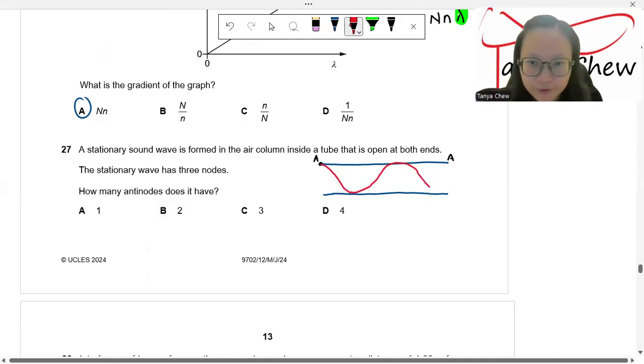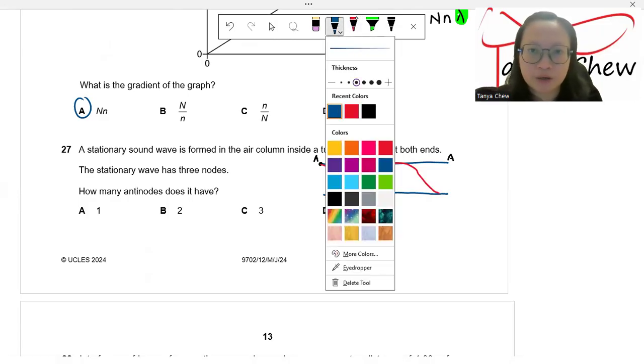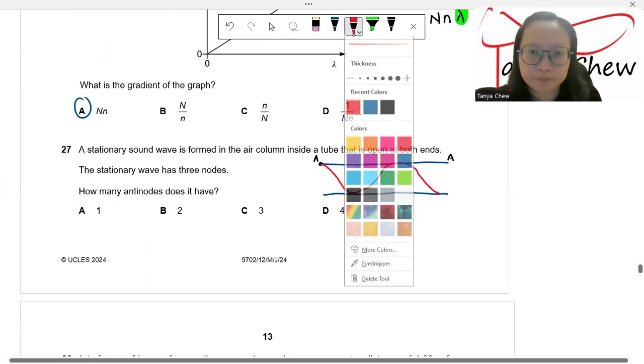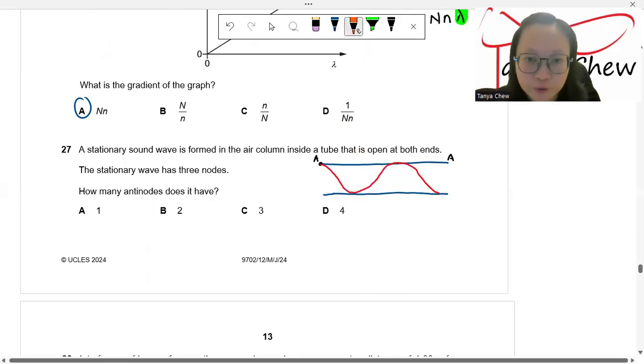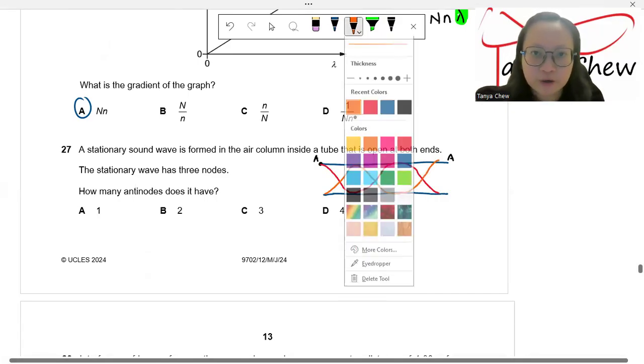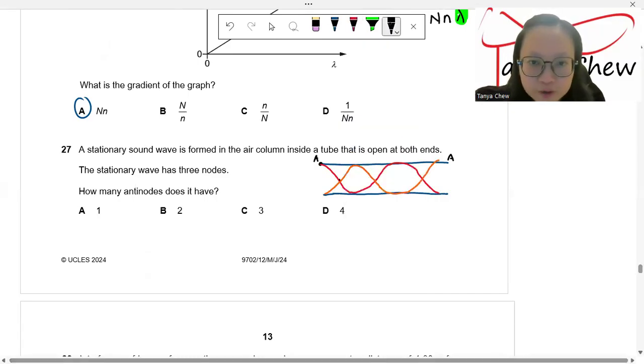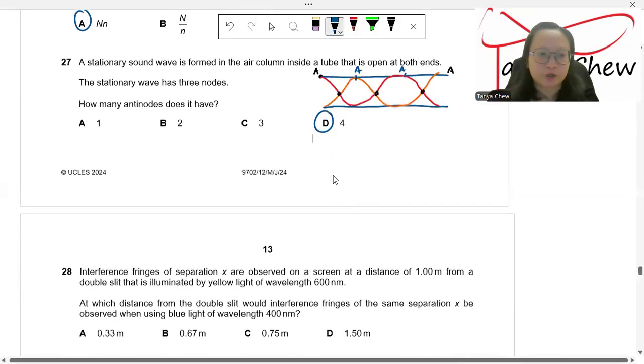2, and 3. And then the other wave I would draw using a different color here, maybe orange, to show the antinodes. Okay, I'm very sorry that my wave is a little bit ugly here. Right, go back. So this is 1, 2, 3 nodes. Could you see that? So how many antinodes here? I have 1, 2, 3, and 4. There are 4 antinodes. D is the answer.